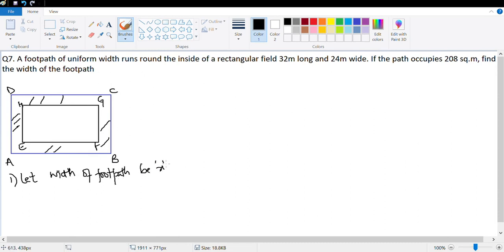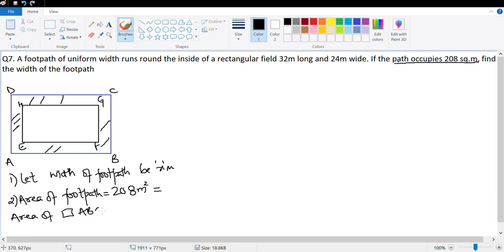be X meter. They say that footpath occupies an area of this much, which means area of footpath is equal to 208 meter square, and this would be equal to area of rectangle ABCD minus area of rectangle EFGH. So we basically need to find the area of these two rectangles and subtract them. That should give us 208.